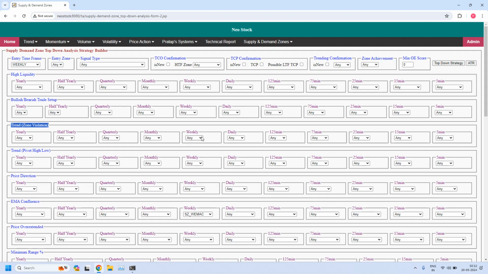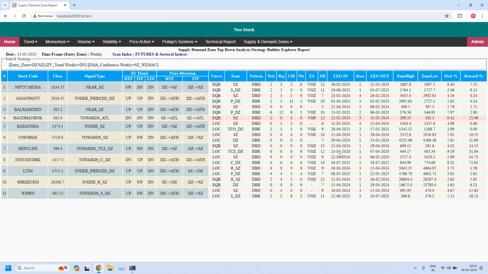So zone violation trend, I am selecting downtrend. If the list is big, let pivot trend also be set, otherwise we will limit to this zone violation trend. Let me generate. 11 stocks are filtered. These 11 stocks are having supply zones having weekly EMA confluence, and also the trend is downtrend.